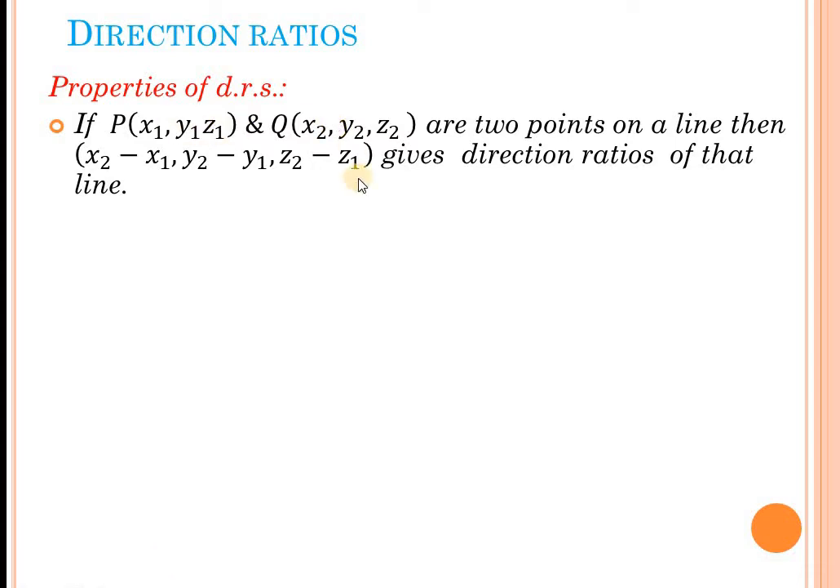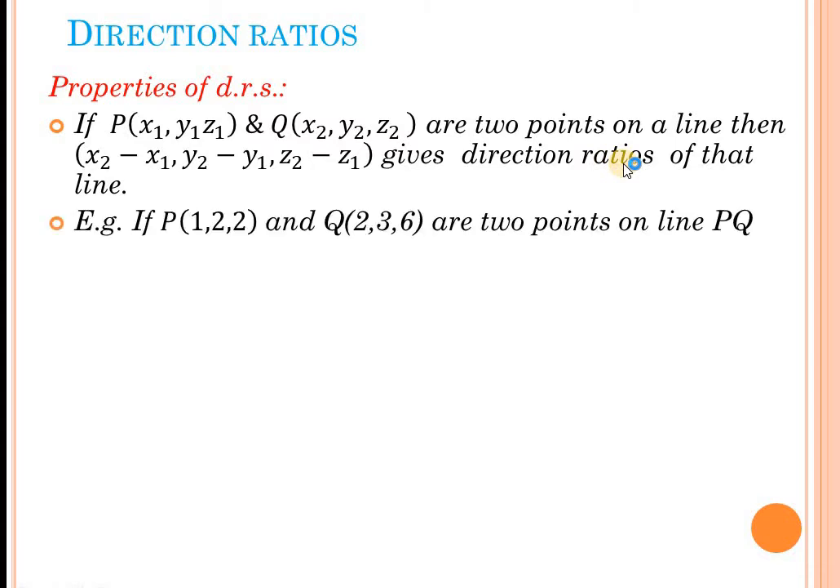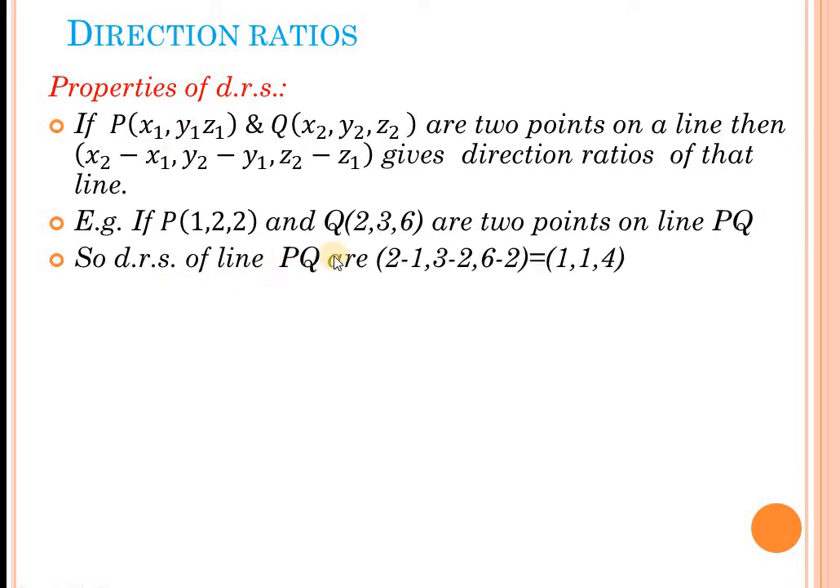If P(x1, y1, z1) and Q(x2, y2, z2) are two points on a line, then x2 minus x1, y2 minus y1 and z2 minus z1, the differences between their x, y, z coordinates, give the direction ratios of that line. If we know any two points on the line, then the difference between their x, y, z coordinates gives the direction ratios of the line. So suppose 1, 2, 2 and 2, 3, 6 are two points on line PQ, then the direction ratios of line PQ are 2 minus 1, 3 minus 2 and 6 minus 2. That is 1, 1, 4 are the direction ratios of line PQ.